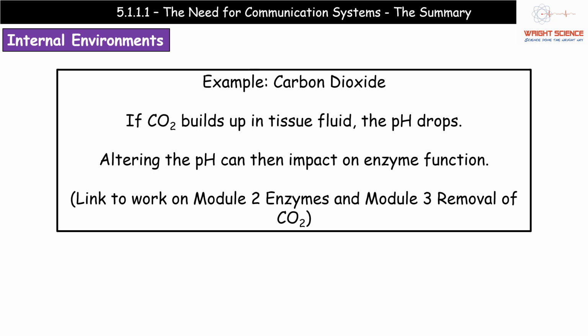A good example of this is carbon dioxide, something that we did look at back in Module 3. If we get an increase in carbon dioxide in our tissue fluid, then that's going to result in a decrease in pH. If we alter the pH, that can then have an impact on the function of enzymes, because if we go back to our Module 2 work, we know that our enzymes are going to be operating over a narrow range of pH values. Therefore, if we've got an increased amount of carbon dioxide leading to a decrease in the pH, we may well fall outside of those tolerances for our particular enzyme.